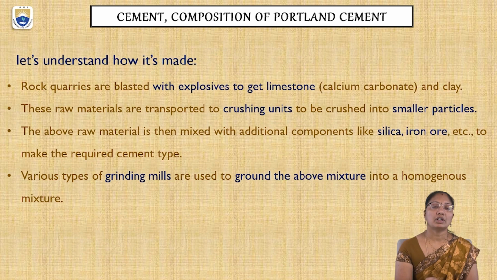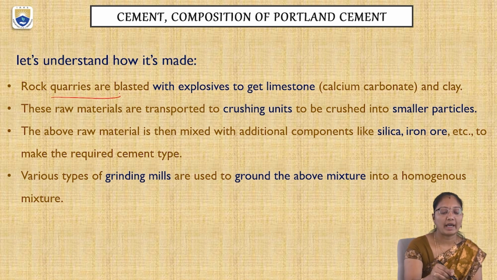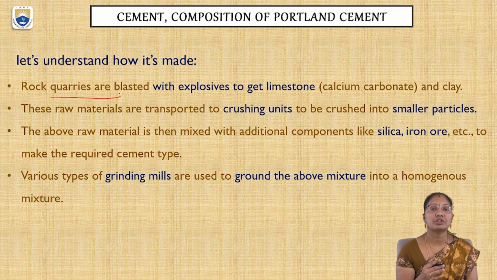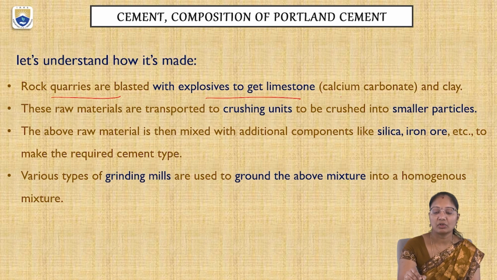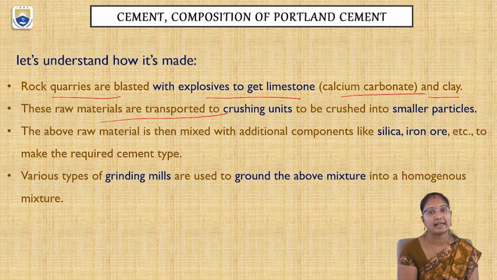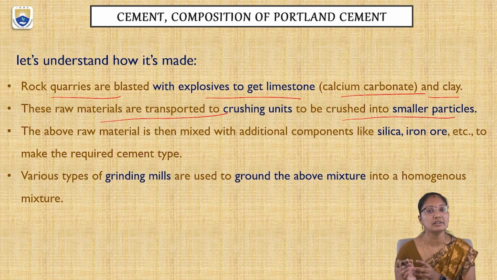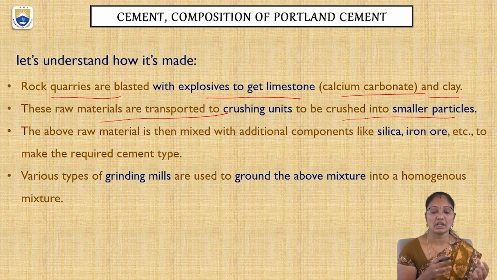Now we are going to see how cement is made. Generally, in rock quarries, the calcium-rich limestone materials are blasted with explosives to get limestone, which is called calcium carbonate, and clay. These raw materials are transported to crushing units to be crushed into smaller particles. Big rocks are ground into smaller particles after being transported from the quarries to these crushing units.